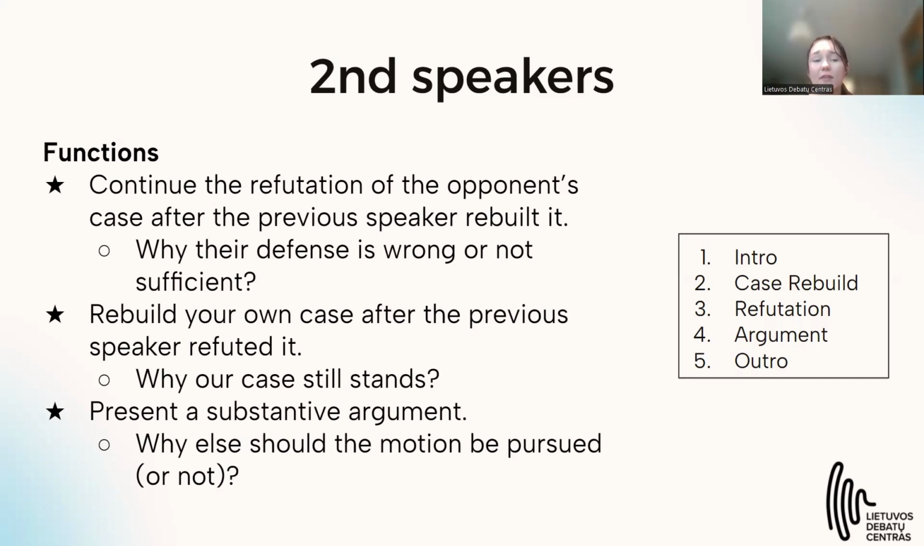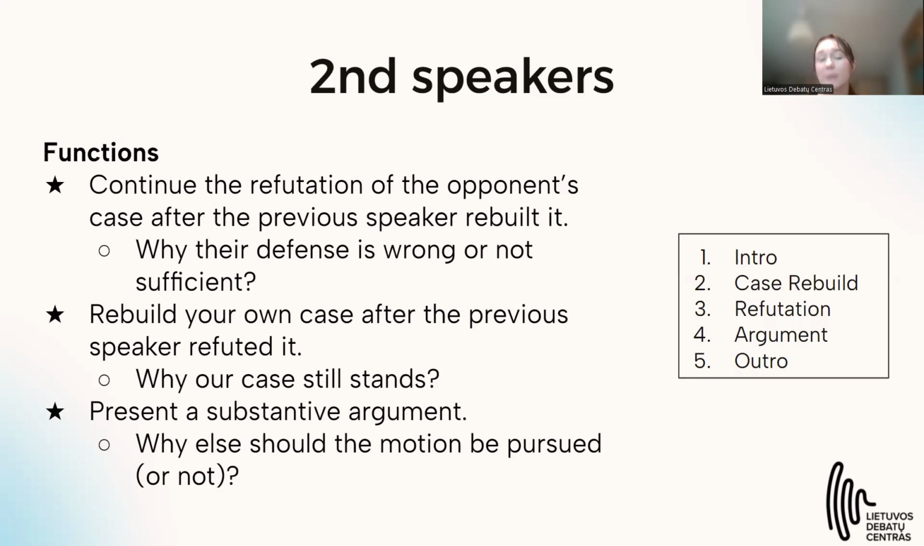Then you also have a function to rebuild your own case after the previous speaker refuted it. So the first opposition speaker came and said that all your arguments are wrong, your framing doesn't work, your definitions are all wrong. So the function of the second proposition speaker will be to rebuild all their case and prove to the judge again that your definition is the only right one. Your model actually works, and your arguments are sufficient to prove that you won and opposition didn't.